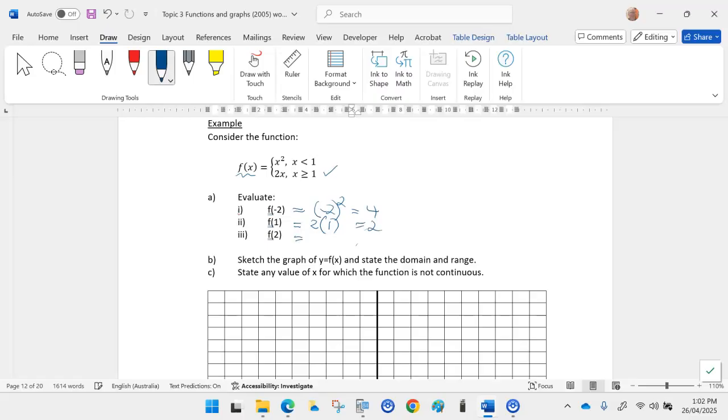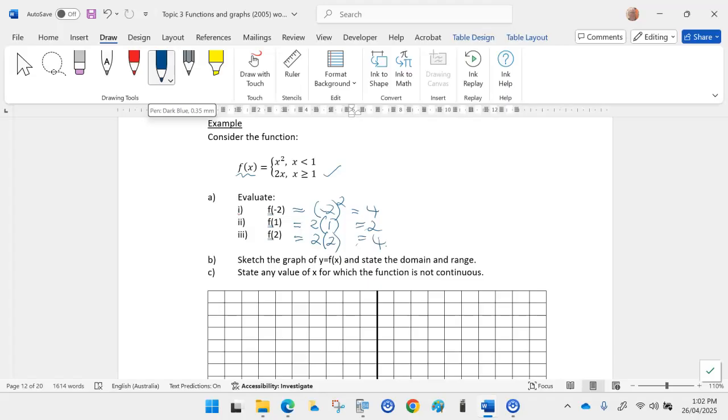What about the next bit? What about when x is equal to 2? Where does it fall in the scheme of things? Is 2 less than 1, or is 2 greater than or equal to 1? Well, 2 is definitely part of greater than or equal to 1, so it's the second part that we use for our piecewise here. To find the value of f(2), we're going to go 2 times 2, which is 4.